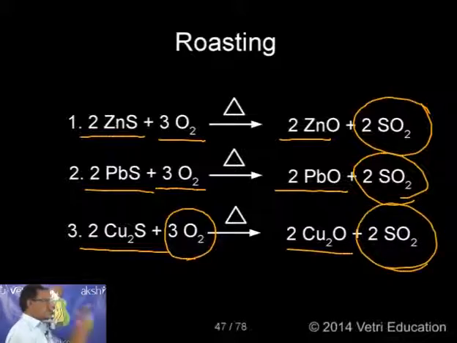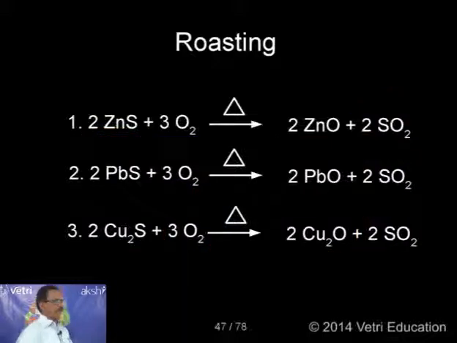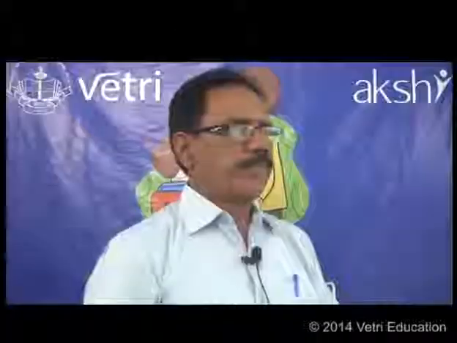So kindly follow, in all these cases, zinc sulfide, lead sulfide, cuprous sulfide, all the sulfide ores will be converted into oxide ore during roasting, because we are heating in the presence of oxygen. When this is converted into the corresponding oxide ore, the unwanted impurity SO2 escapes at the top of the blast furnace I have already shown you. So this is the reaction that takes place in roasting.